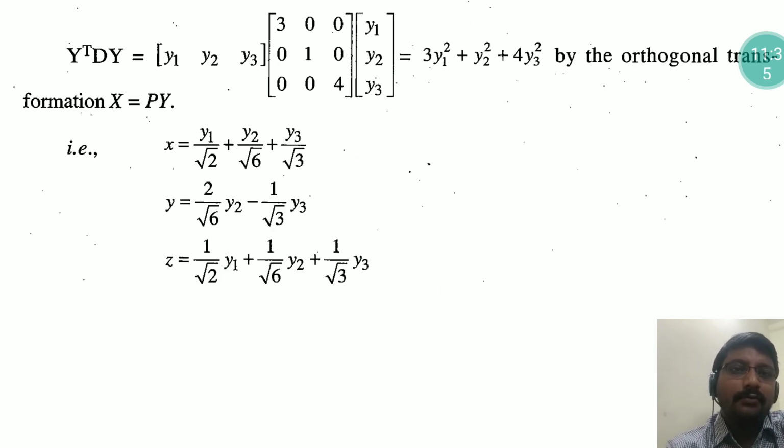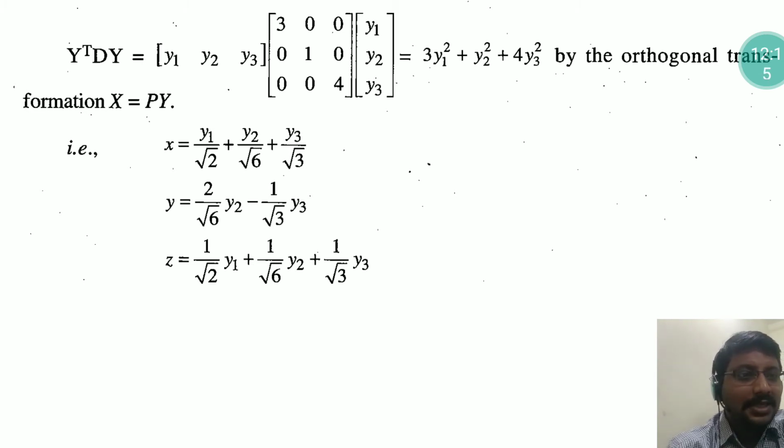For this we have to compute Y transpose DY. Y transpose is a row matrix y1, y2, y3, and Y is a column matrix, that is y1, y2, y3, and D is a diagonal matrix, that is a matrix of 3, 0, 0, 0, 1, 0, 0, 0, 4, having the principal diagonal elements as eigenvalues. Now multiplying these three matrices, we will have an expression, that is 3y1 square plus y2 square plus 4y3 square by the orthogonal transformation. So we will have the orthogonal transformation, last step.